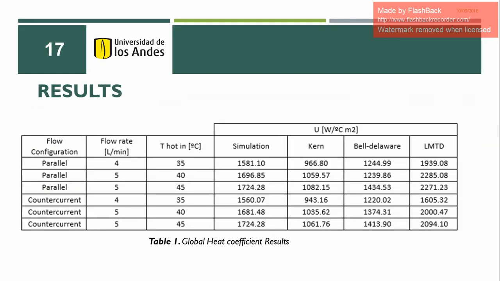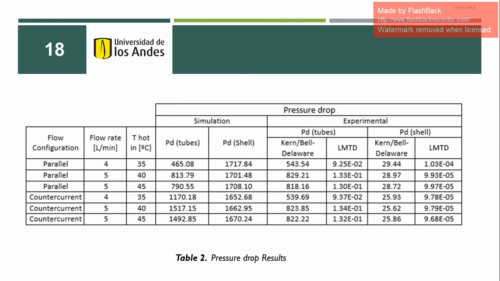In the results section, we can observe that the global heat transfer coefficient was calculated in 4 different ways, including the CFD simulation. Some differences can be seen, and this can be explained by the assumptions each method has. Differences in the results were considerable, especially for pressure drop.